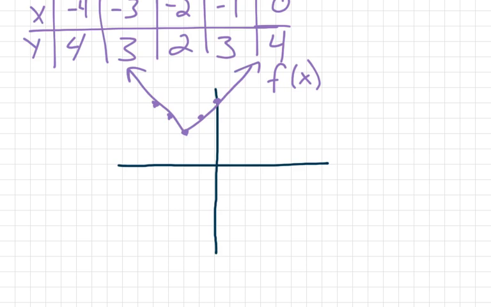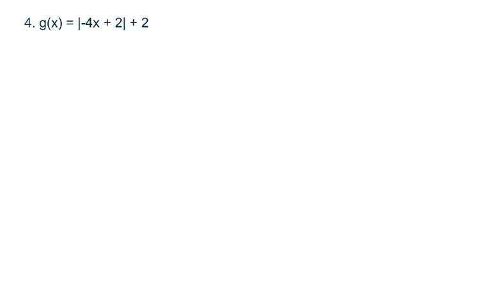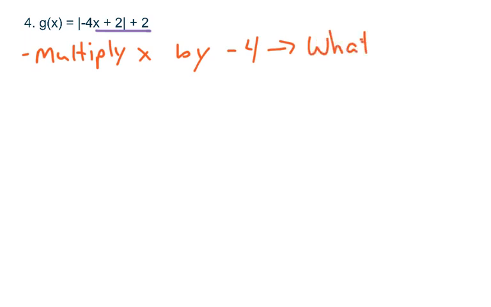Let's kind of build off of this one, going back to that horizontal stretch or shrink actually here. So g of x is equal to the absolute value of negative 4x plus 2, plus 2. Now, if we didn't have the negative 4, if we just had this, that would be the same as the last one. So now we're multiplying x by negative 4. Okay, the question then becomes, what's the transformation?